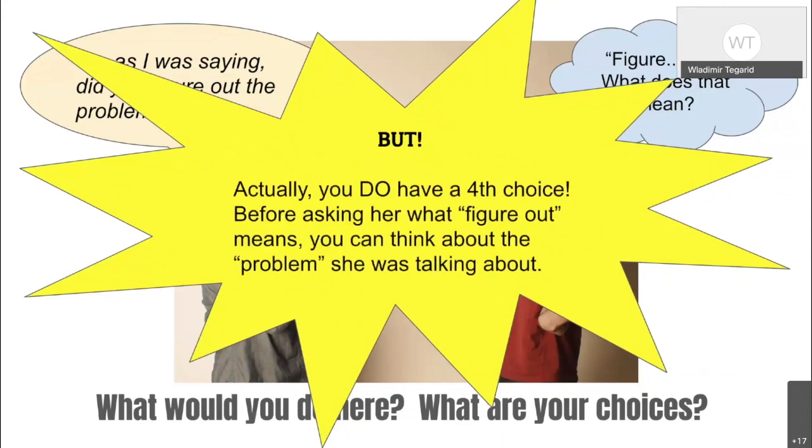Okay, Saba, can you keep reading for us? But actually, do you have a 4th choice? Before asking her what figure out means, you can think about the problem she was talking about. Yeah, so again, in the conversation, she used a word you didn't know, but she also said the word problem. Now, everybody here, you probably know this word, problem.